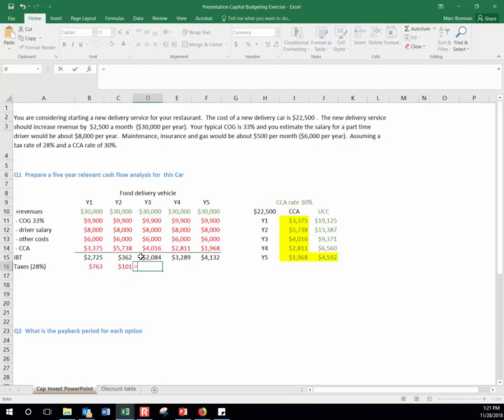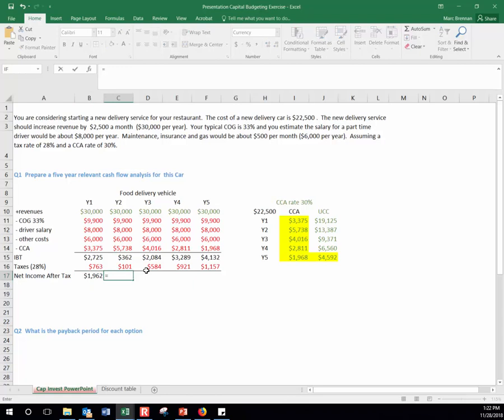And I'll just do it with Excel at this point. But you would go through every single income before tax and multiply it by that tax rate of 28%. That would give us our net income after tax. So in order to do that, I'm simply doing my income before tax minus my taxes. So 2,725 minus my $763.